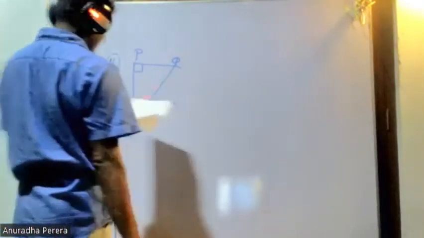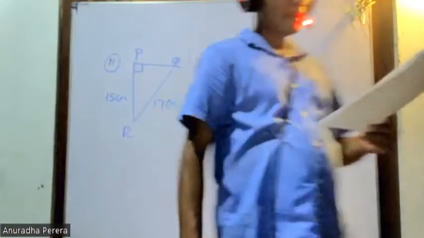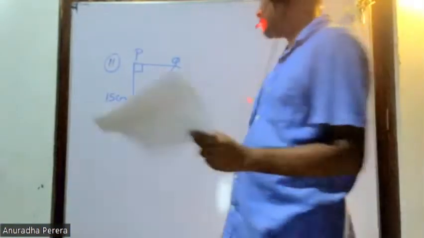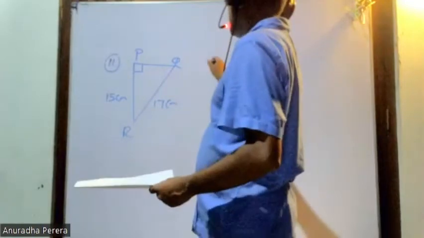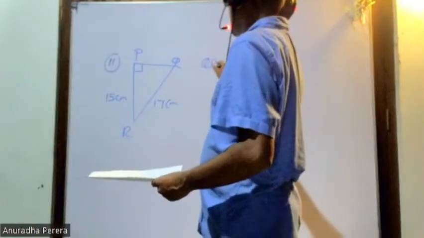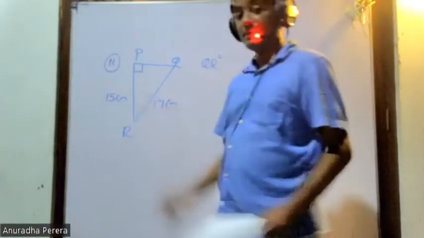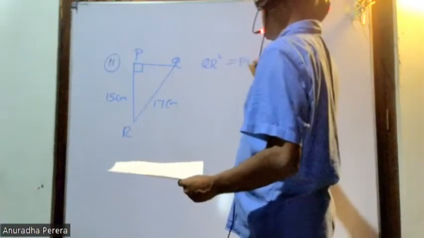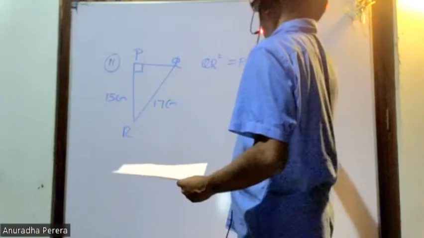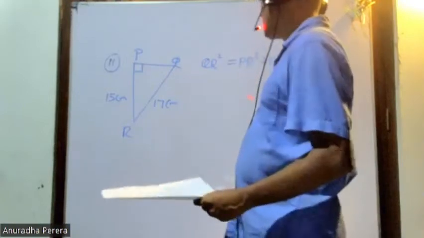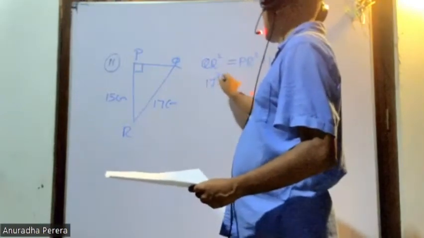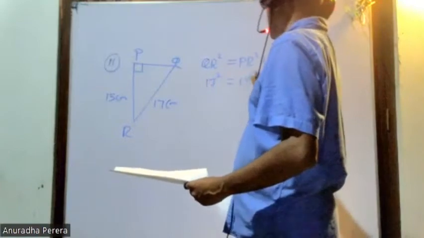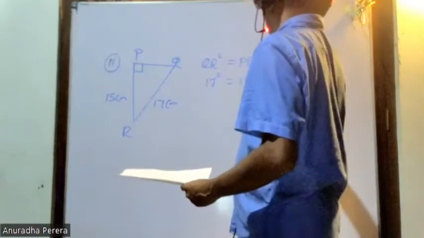PQR is a right angle triangle. According to the data in the figure, find the length of PQ. To find PQ, use the Pythagoras relationship. The square of the hypotenuse of a right angle triangle is equal to the sum of squares of the other two sides. PQ squared plus QR squared, 17, PR 15, PQ squared.